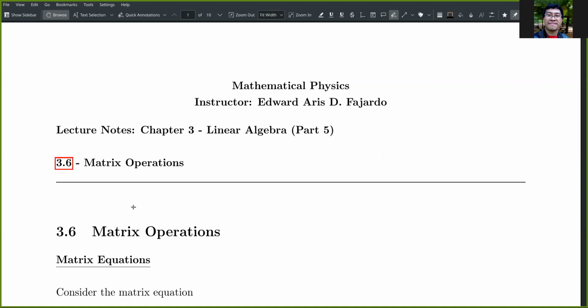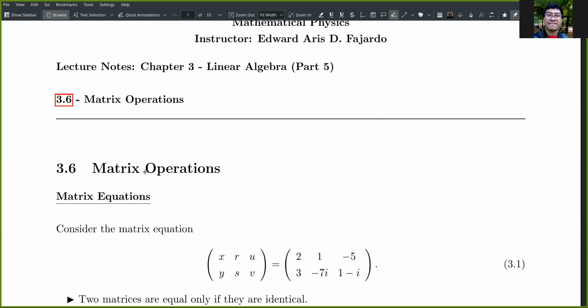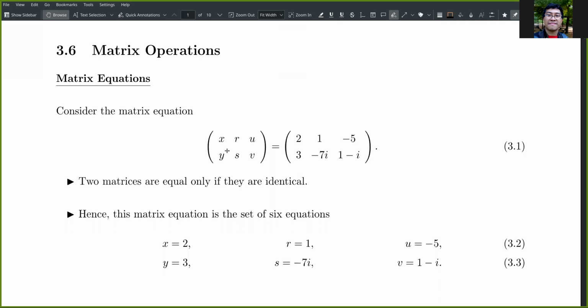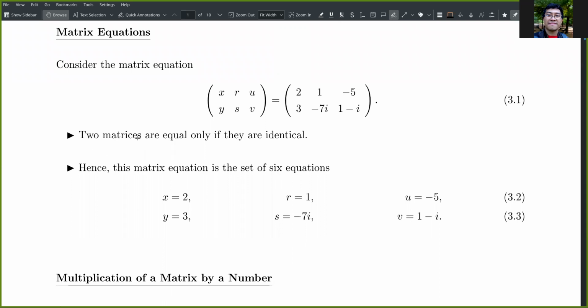Today let us talk about matrix operations. We consider this matrix equation. We emphasize that when two matrices are equal, it would mean that they are identical, so the elements should be identical. Hence, this matrix equation is the set of six equations: x equals 2, y equals 3, r equals 1, s equals negative 7i, u equals negative 5, v equals 1 minus i.